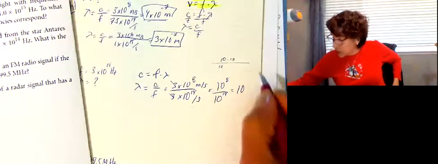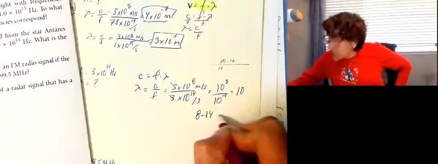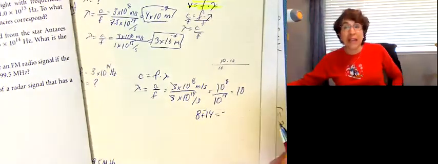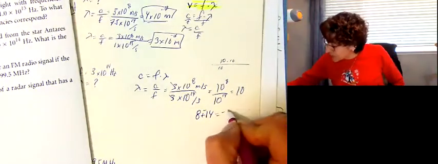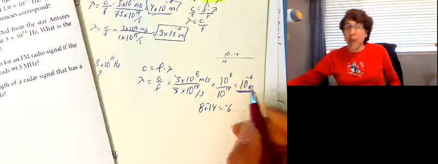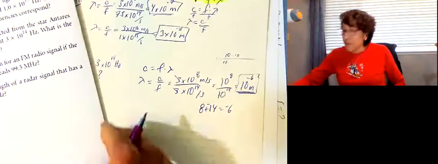What is 8 minus 14? I should write that down. 8 minus 14, and I like addition, 8 plus a negative 14. That way I make sure I get a negative, and I end up with negative 6. So 10 to the negative 6 meters. Okay, so that would be the wavelength for this frequency.